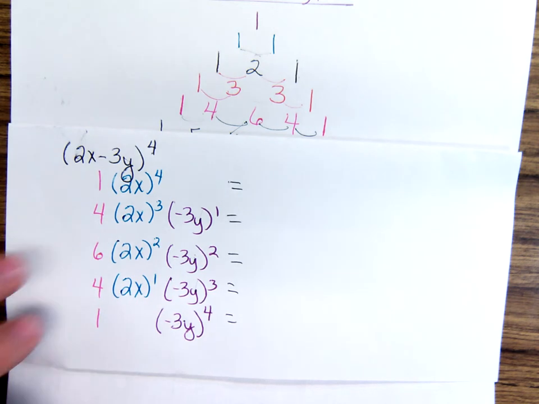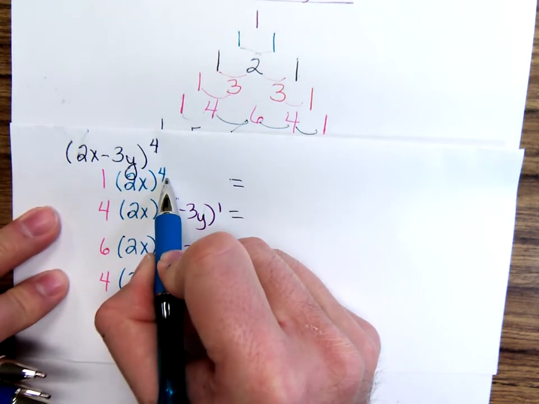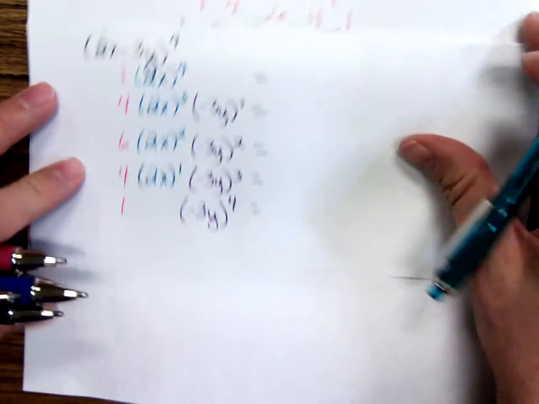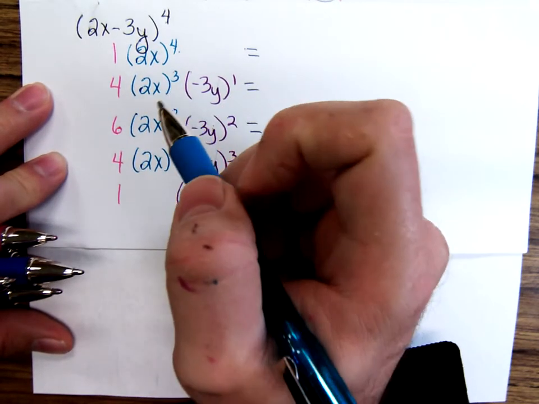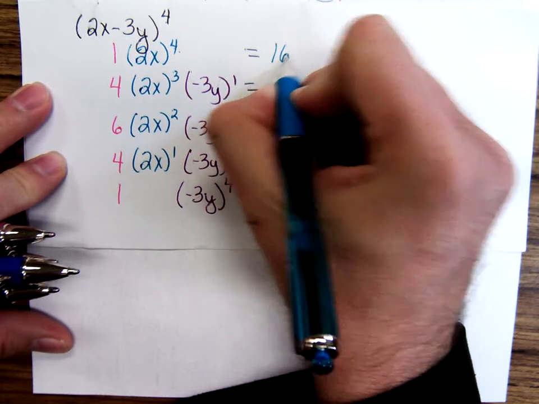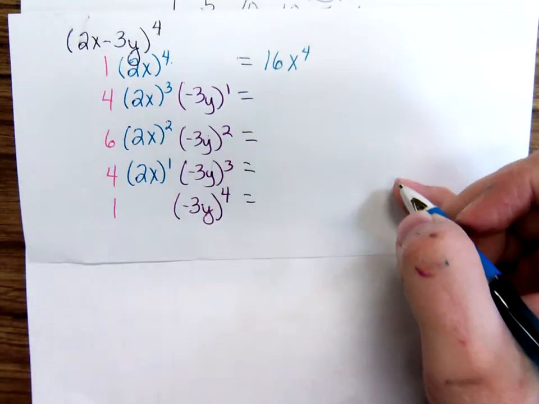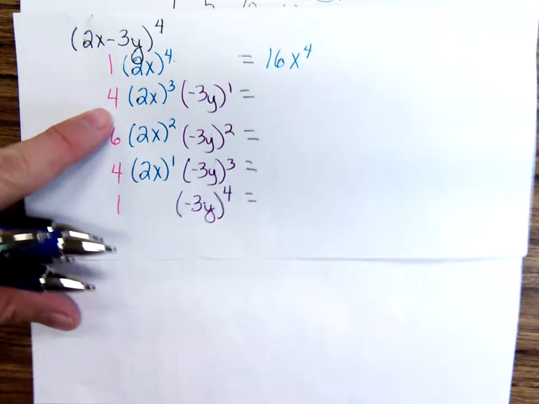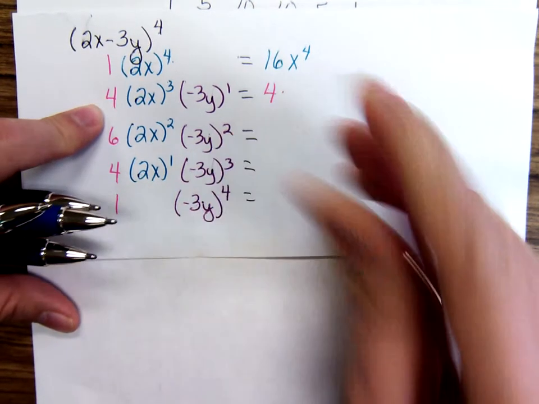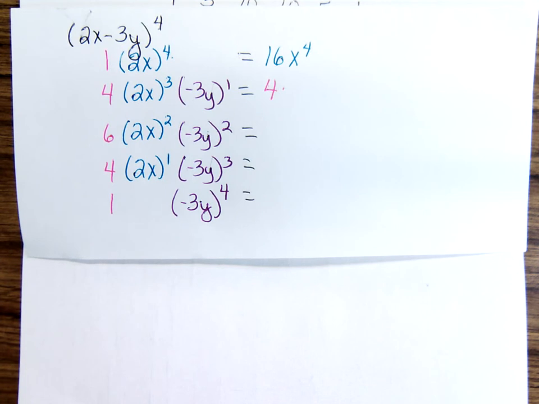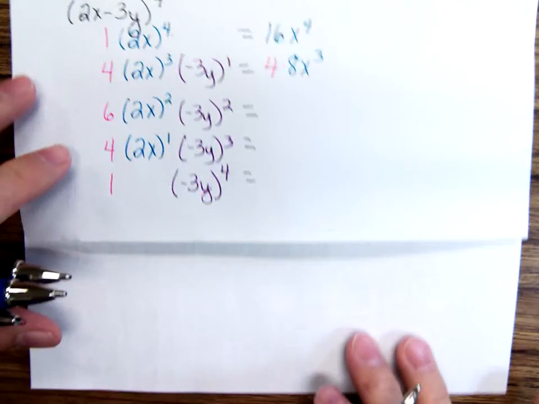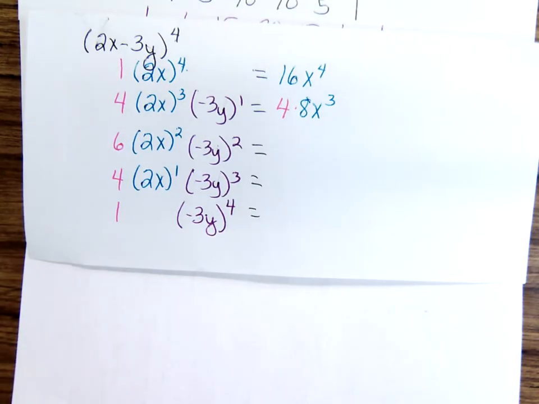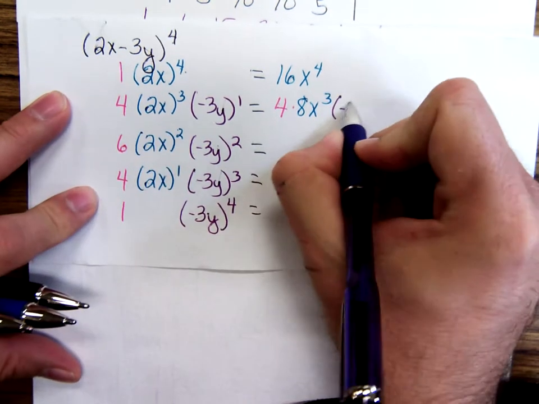Let's see. This 2x to the 4th. Oh, can y'all see that? I mean, we don't need that triangle anymore. I'll just move this on up. The 2x to the fourth, 2 to the fourth, 2 times 2 times 2 times 2, that would be 16x to the fourth. And here we have a 4 times 2 to the third. What's 2 to the third? Don't say 6. 2 times 2 times 2, that's 8x cubed. And then a negative 3y to the first would just be a negative 3y.